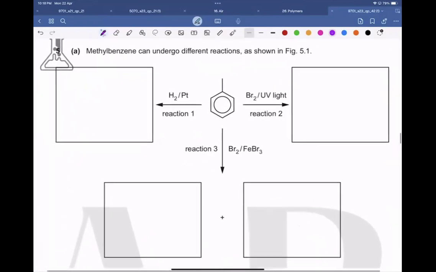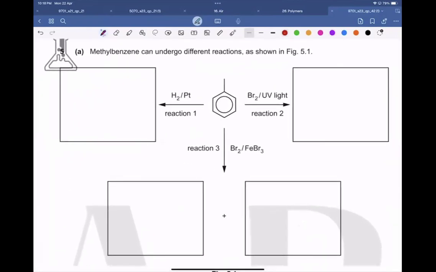Okay. Now, question number 5. Methyl benzene can undergo different reactions as shown in figure 5.1. Reaction 1 is the reaction with hydrogen and platinum. It destroys the pi system, and we get a cycloalkane instead of a benzene. When we react with bromine and UV light, it substitutes the hydrogen from the alkyl side chain, and there is no substitution on the benzene.